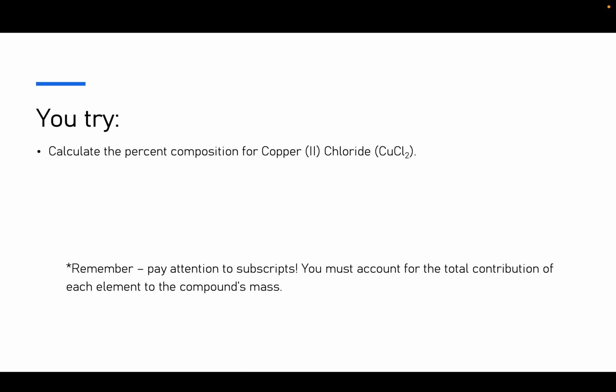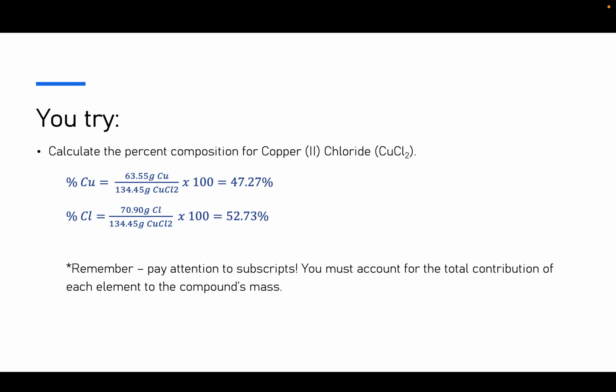All right, now you're going to try one. I want you to calculate the percent composition for copper 2 chloride, and I've given you the formula there. We are going to learn how to figure out the formulas from the names later. Pause here and try this one. And I put a little note for you. Pay attention to the subscripts. All right, did you get it? Here is the answer. Please check your work and see if you got the right answer. If you did not get it and you don't understand what went wrong, put a note and we'll talk about it in class.